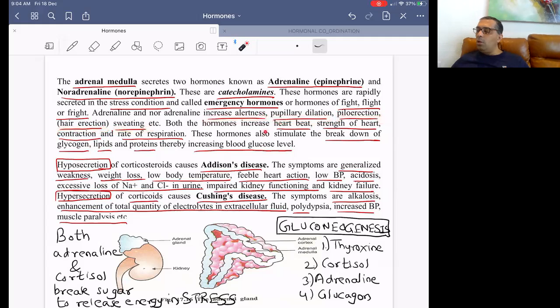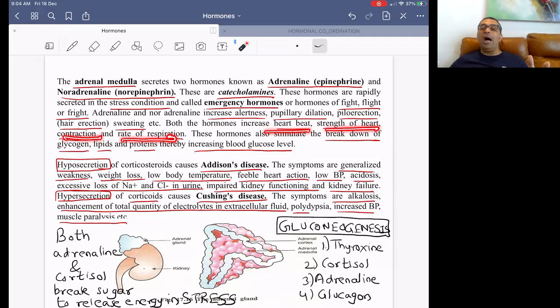The hormones also increase heartbeat, strength of the heart contraction, rate of respiration. तो आपका भागते हुए हार्ट रेट बढ़ जाता है. Force of contraction of the beating of heart increases, blood pressure increases, rate of respiration increases. भागते हैं तो दिल की धड़कनें बढ़ती है, धक धक धक धक धक. ब्लड प्रेशर बढ़ता है, ब्रीदिंग फास्ट होता है. This is all done by adrenaline and noradrenaline.